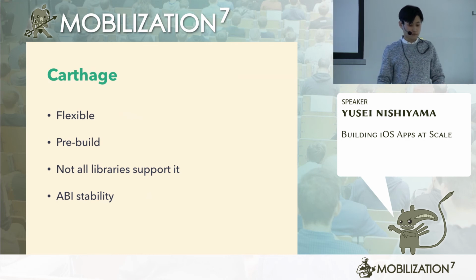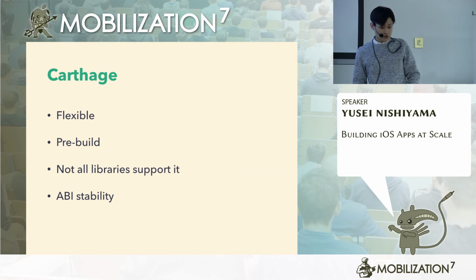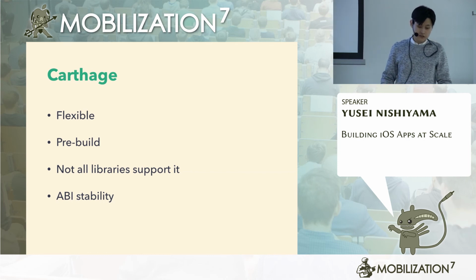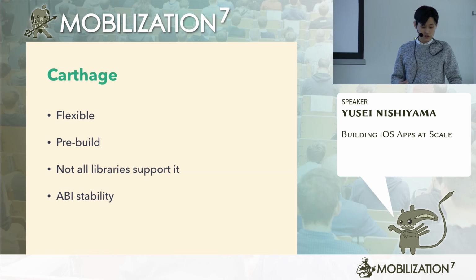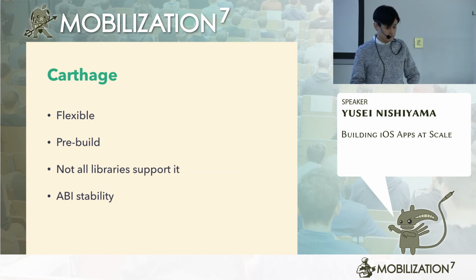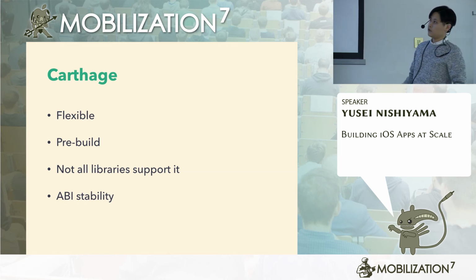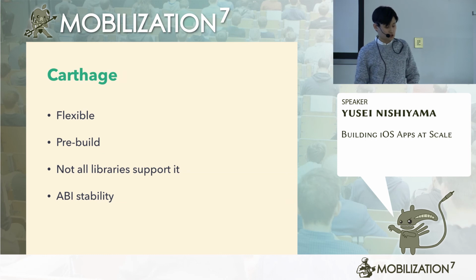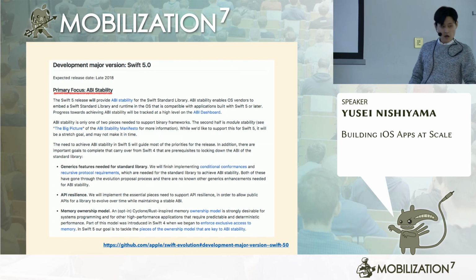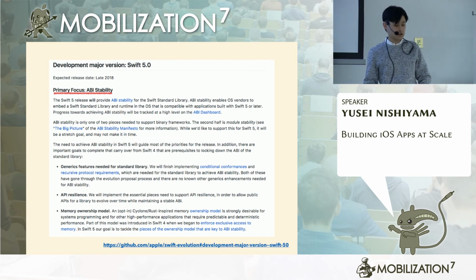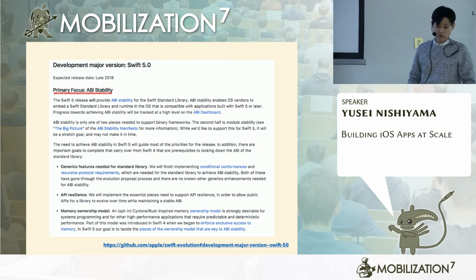Carthage is kind of a middle ground approach between CocoaPods and Git submodule. You define dependencies in the Cartfile, and Carthage downloads them for you. But how to link them is up to you. Carthage also prebuilds libraries, so Xcode doesn't need to compile and index them. So it saves a lot of time. One thing you need to take care of is ABI stability. As Swift's ABI is not stable yet, all your prebuilt frameworks must be built with the same version of the Swift compiler. By the way, discussion of Swift 5 has already started, and ABI stability is their primary focus. So this is not going to be a problem anymore.